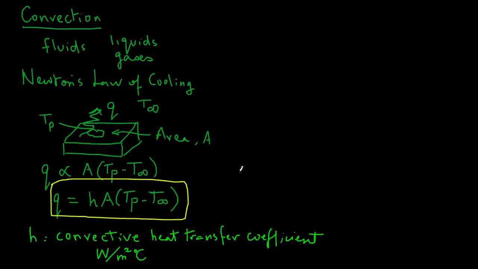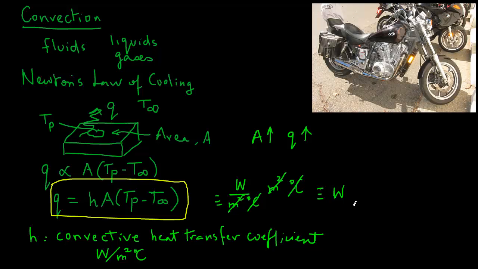So if we write that equation in terms of units, the units for H are watts per square meter degree C, times area in square meters, and the temperature gradient in degree C. So degree C's cancel out, square meters cancel out, and we are left with watts, which is of course the unit for rate of heat transfer. So from this equation, if you increase area, you will increase the rate of heat transfer.